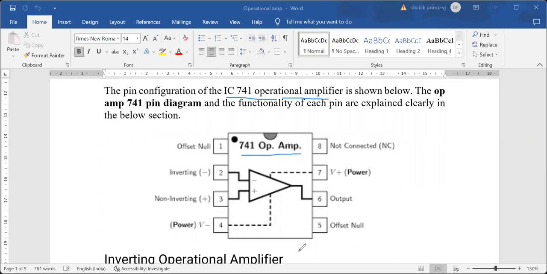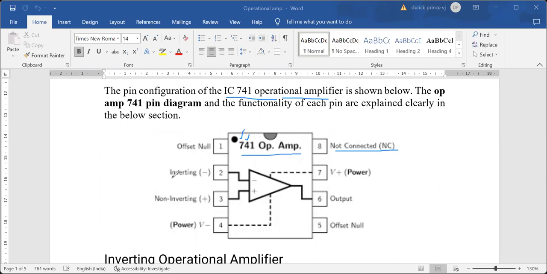Actually, it is an 8-pin IC, dual inline package DIP. It is represented as 7. 7 means 7 pins are working pins. The 8th pin is not connected, NC, not connected. So they have mentioned here 7. The next one is 4. The 4 represents the number of inputs to the op-amp.